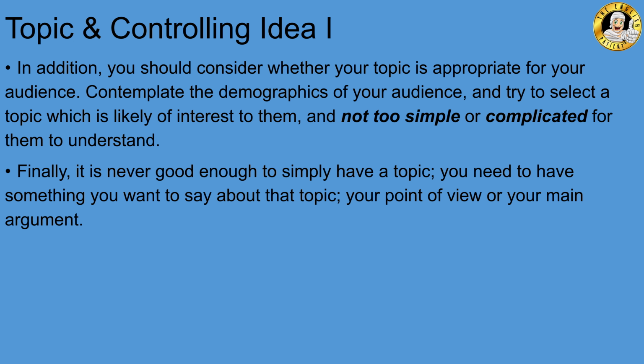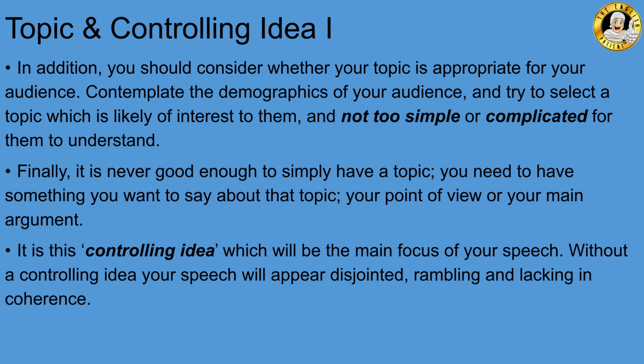Finally, it's never good enough simply to have a topic. You need to have something that you want to say about your topic, your point of view, or your main argument about that particular topic. This is the controlling idea, and it's this controlling idea which is actually going to be the main focus of your speech. Without a controlling idea, your speech can often appear to be disjointed or just rambling, talking about random things rather than having any coherence. So it will lack coherence.